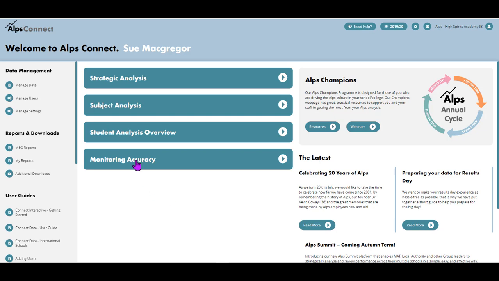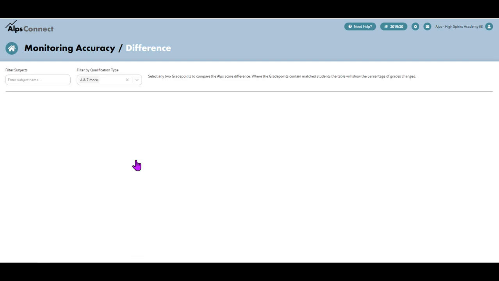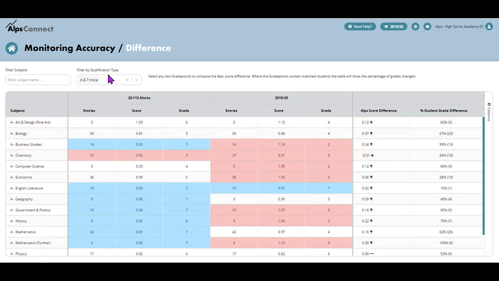Let me start in monitoring accuracy and look at what I've got in place here. So in the difference column, I've got two grade points. So I've got my year 13 mocks, and these were the predicted grades that my subject staff gave after the mocks for this particular year group. And then I've got 2019-20, I've got what they actually got. Okay. So you can see that there's score differences down here.